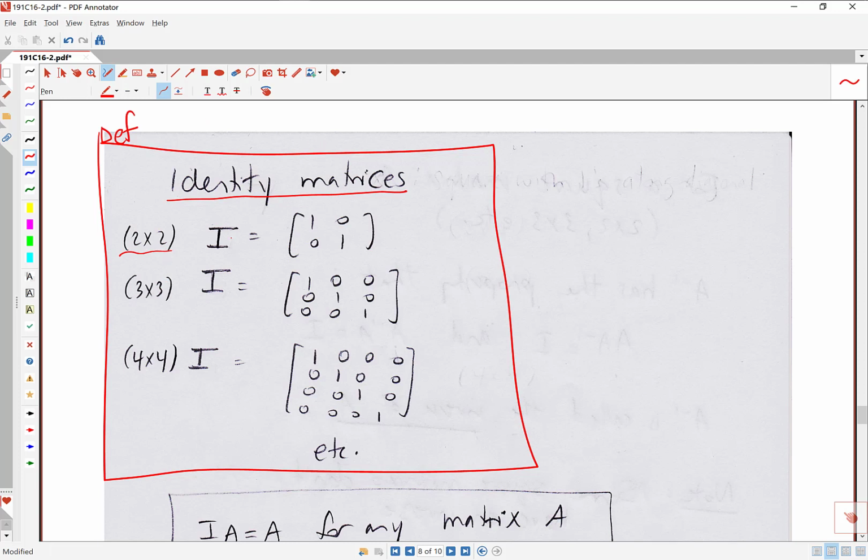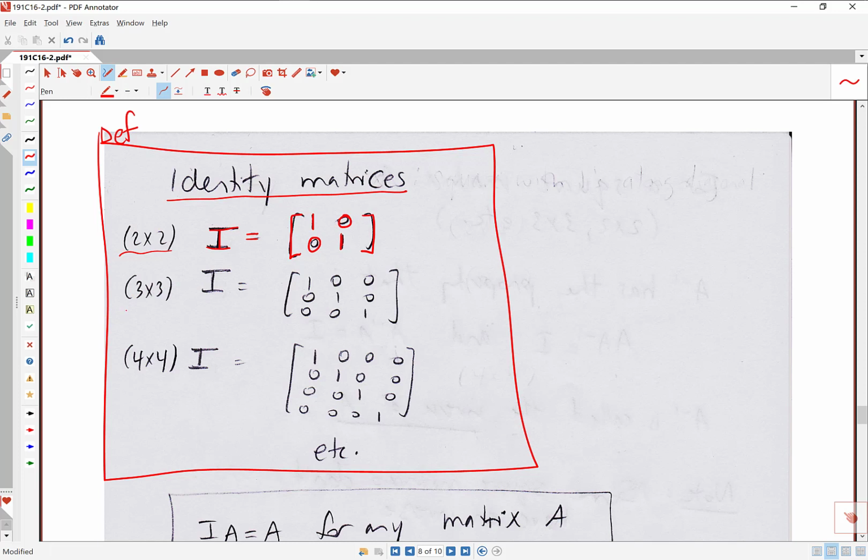When we talk about an identity matrix, the symbol we're going to use is I. And what the matrix looks like, it's a square matrix that has ones along the main diagonal from the top left to the bottom right, and it has zeros everywhere else. So your 2 by 2 identity matrix looks like this.